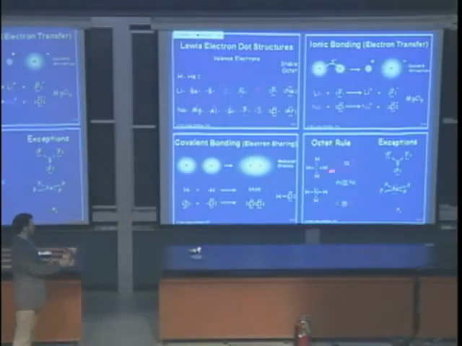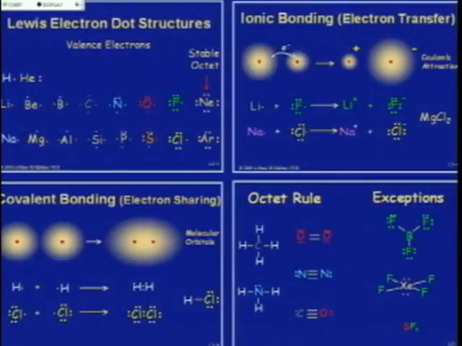But what's the big difference between these two? Yes, polarity. Now we have dissimilar electronegativity, so this bond is going to become polar.